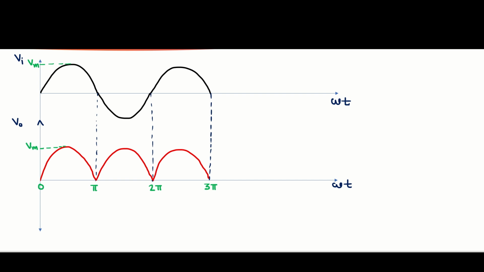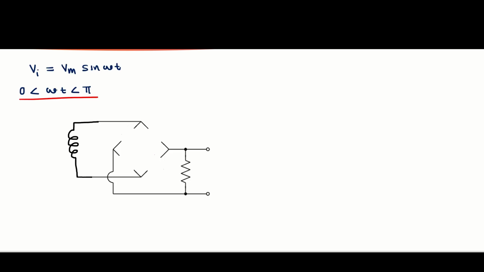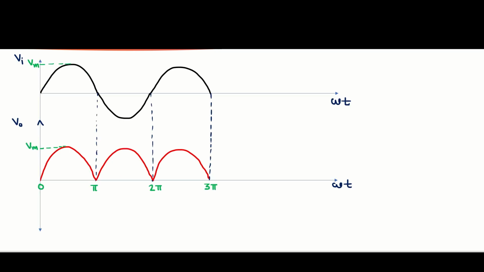When omega t is from 0 to pi, the input voltage Vi, the voltage developed at the secondary winding, is a positive value. That means we are considering the positive half cycle. So in the positive half cycle, Vi is positive. The next step is: when Vi is positive, which diodes are going to conduct?